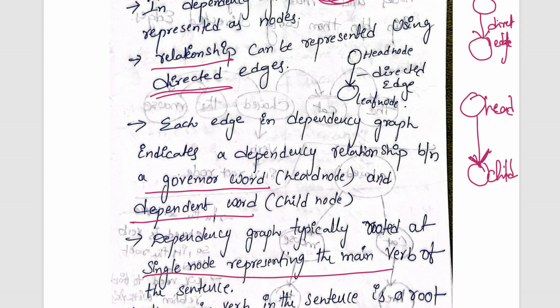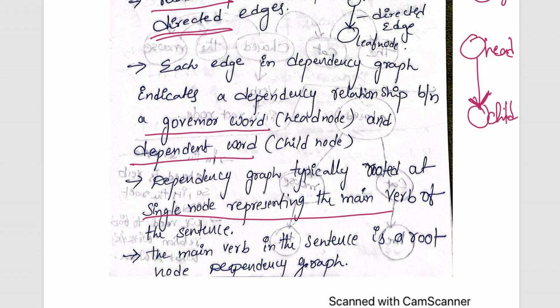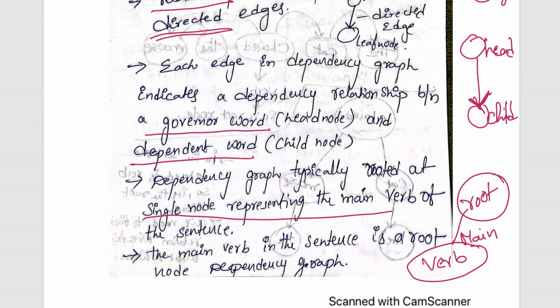The dependency graph is typically rooted at a single node representing the main verb of the sentence. One more very important difference between the phrase structure graph and the dependency graph is that in the dependency graph, the first thing we need to find out is the verb. We need to find the main verb in the given input sentence. This main verb is the root node of our tree. We need to remember this.